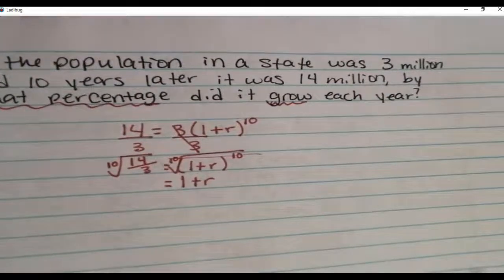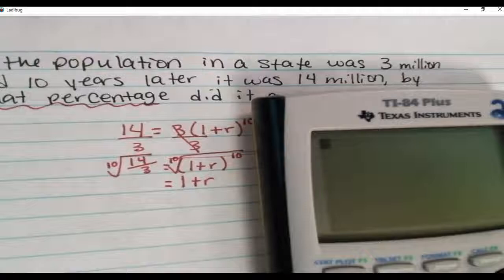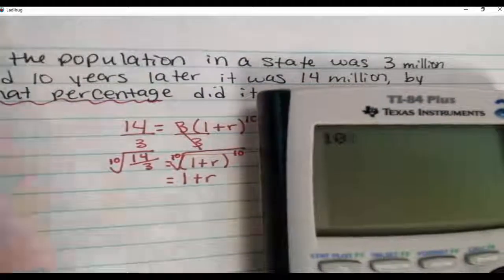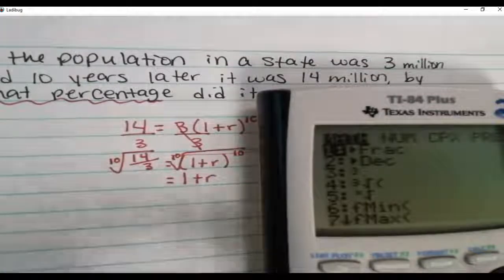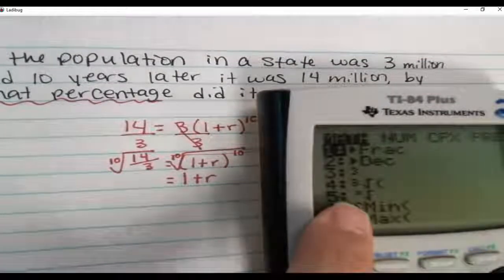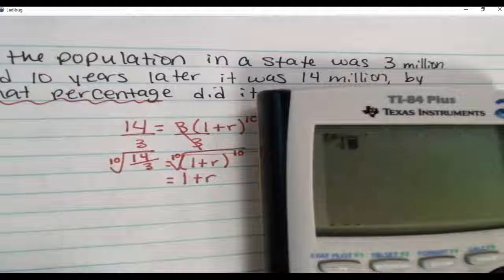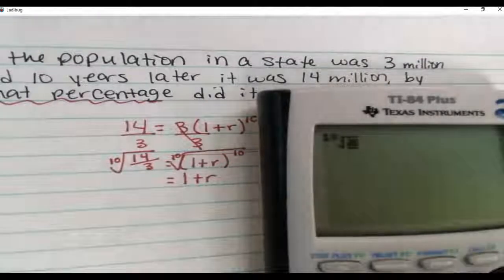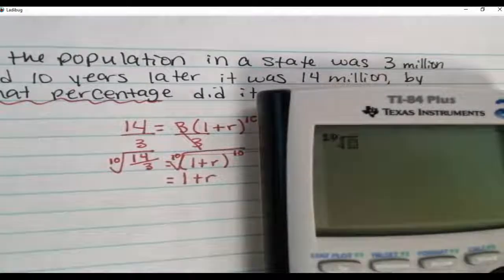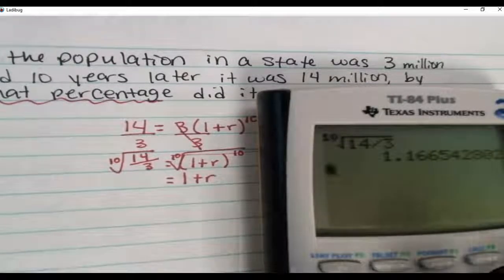And then to type that 10th root in the calculator, you have to type the 10 first. And then you go to math under your green button. And then you look at number 5. And then it'll automatically put the little 10 up there for you. Okay. So again, we go 10, math, number 5. And then 14 thirds. So we get about 1.167.